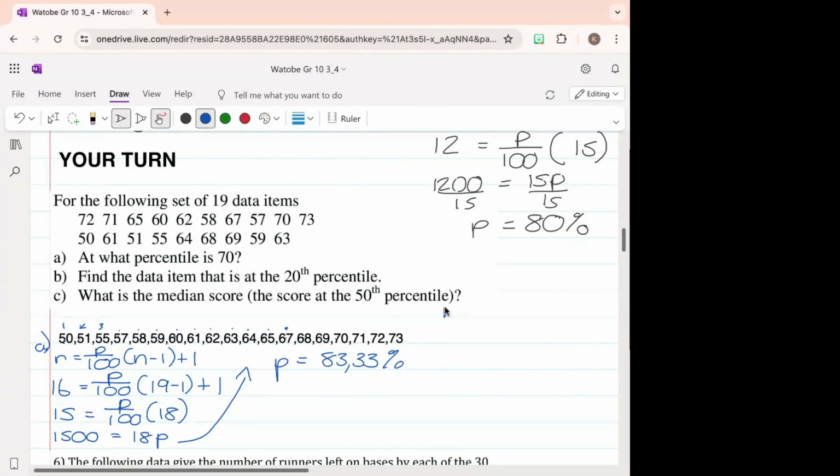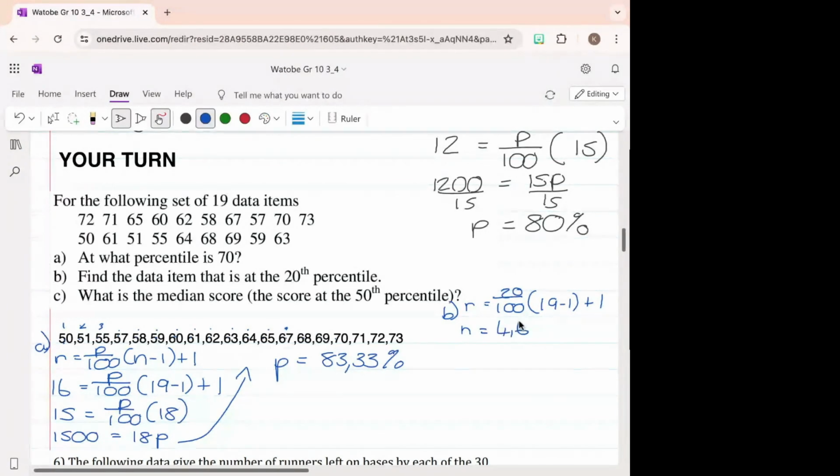Okay, B: find the data item that is at the 20th percentile. So now we're looking for R equals 20 over 100 times 19 minus 1, plus 1. R equals? Go do that one for me. Are you sure? 4,6? We sure? 4,6.